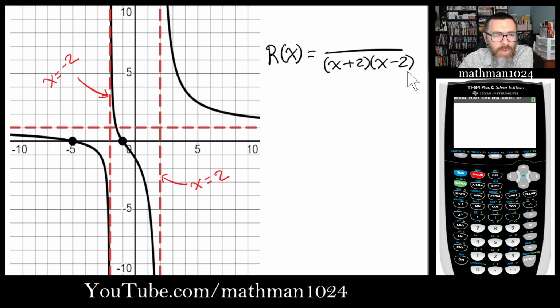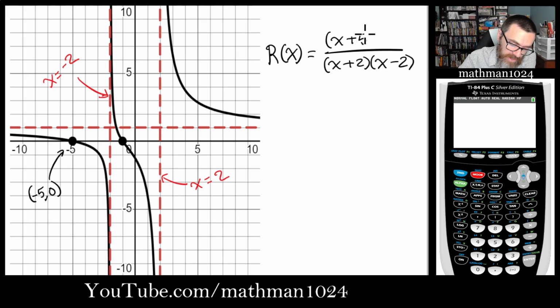Now we see where we're crossing the x-axis, which is going to tell us where our numerator would have been 0. So we have the ordered pair here of -5, 0, so that would come from the factor of x plus 5. And then we have this ordered pair here, which is -1, 0, so that comes from the factor x plus 1.